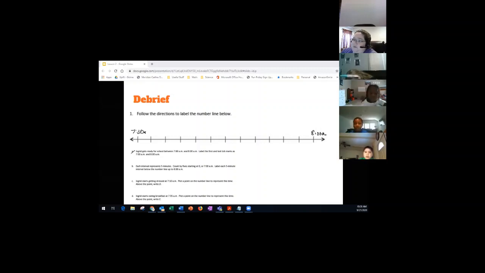B says each interval represents 5 minutes. Count by 5 starting at 0 or 7 a.m. and label each 5-minute interval below the number line up to 8 a.m. All right, so I'm going to put 0, 5, 10, 15, 20, just like we did with the other number line, right? 25, 30, 35, 40, 45, 50, 55, 60. Okay, so that's B.